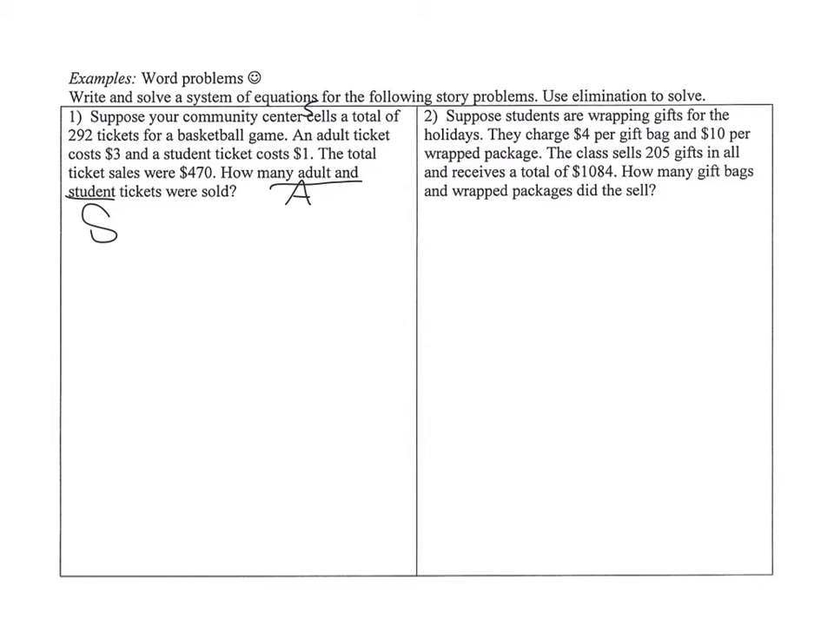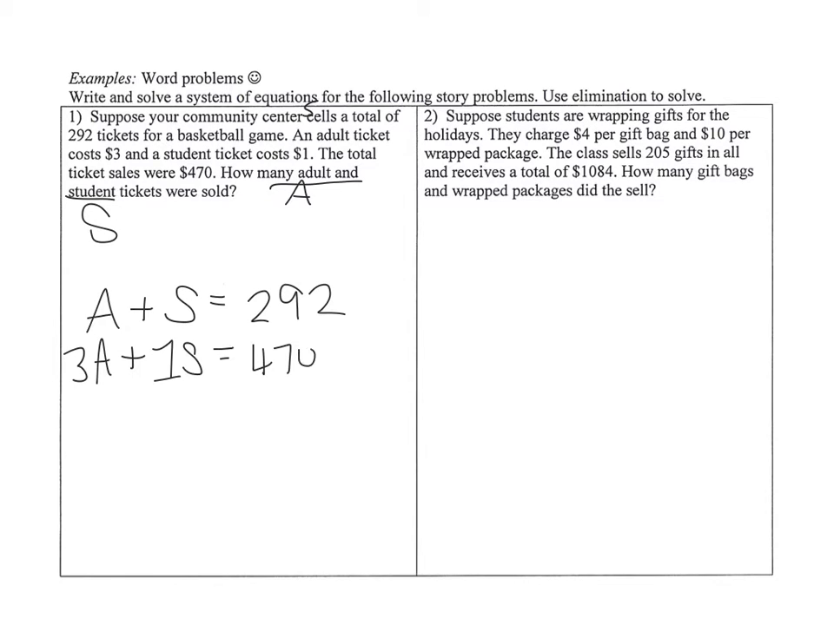Suppose your community center sells a total of 292 tickets. That means the number of adults plus students has to be 292. Then an adult ticket costs $3 and a student ticket costs $1. The total ticket sales were $470. So if it costs $3 per adult plus $1 per student, the total money is $470. You have a money equation and a number of people equation. You could solve this by elimination, because they're both in standard form, or you could use substitution.